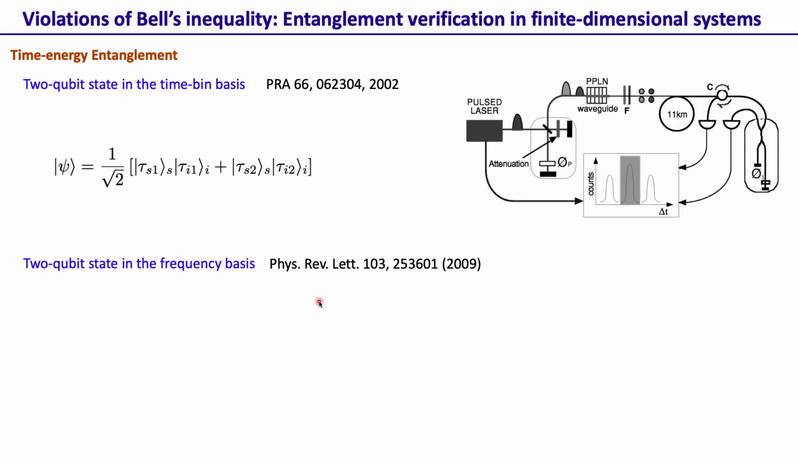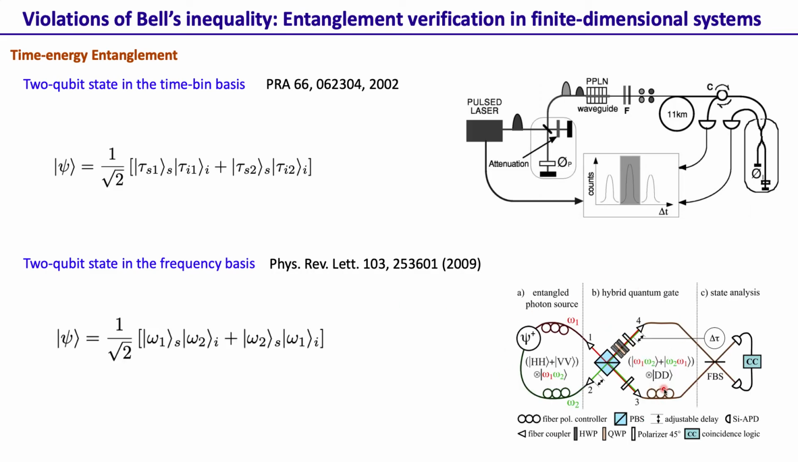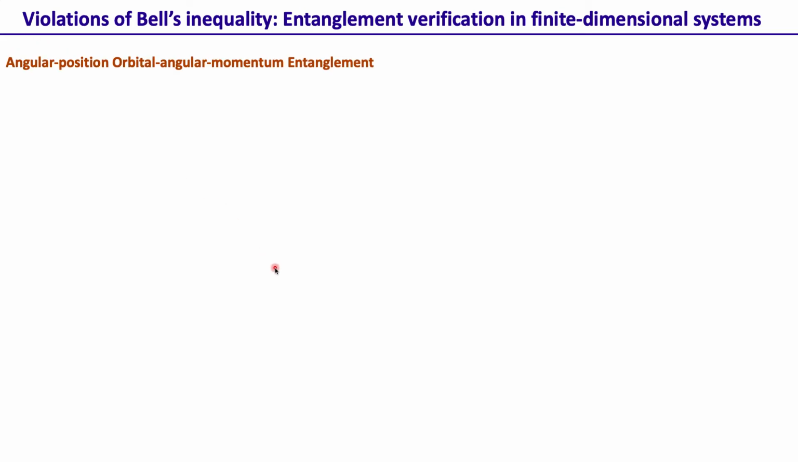One can also have a 2 qubit state in the frequency basis. Again, a complicated experiment, but the whole point is that yes, one can indeed have a 2 qubit state using just the frequency, and if one does a Bell inequality violation here, that verifies time energy entanglement.